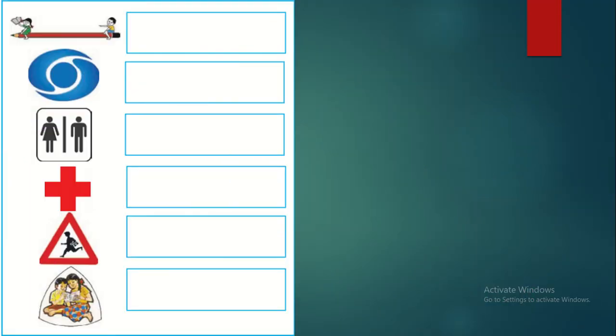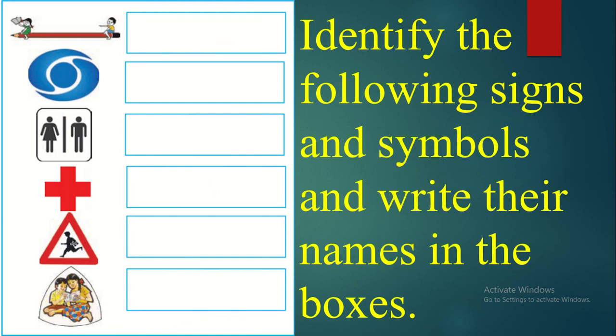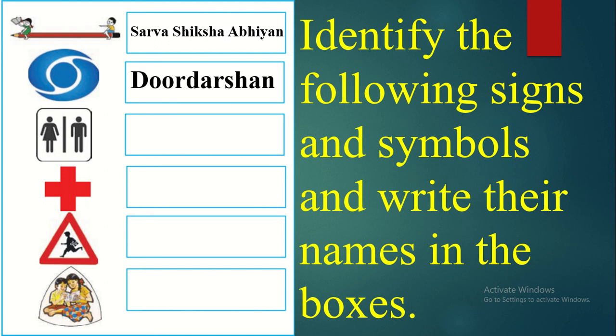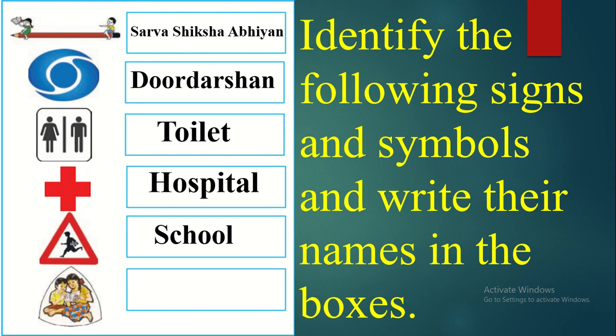Now let us identify the following signs and symbols and write their names in the boxes. On page number 42 in your textbook, you can see this picture. Take your pencil or a pen and write what the signs and symbols stand for. First one is Sarva Shiksha Abhiyan. Second is Doordarshan. Third is toilet. Fourth one is hospital. Fifth one is school. Sixth one is Bal Bharati.